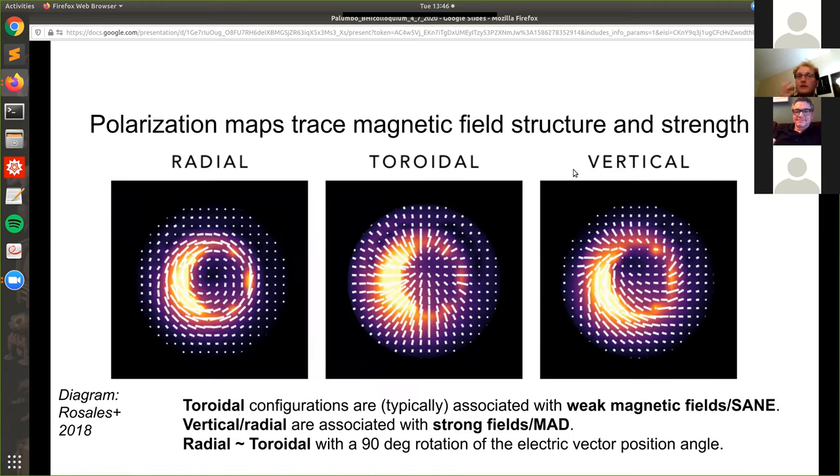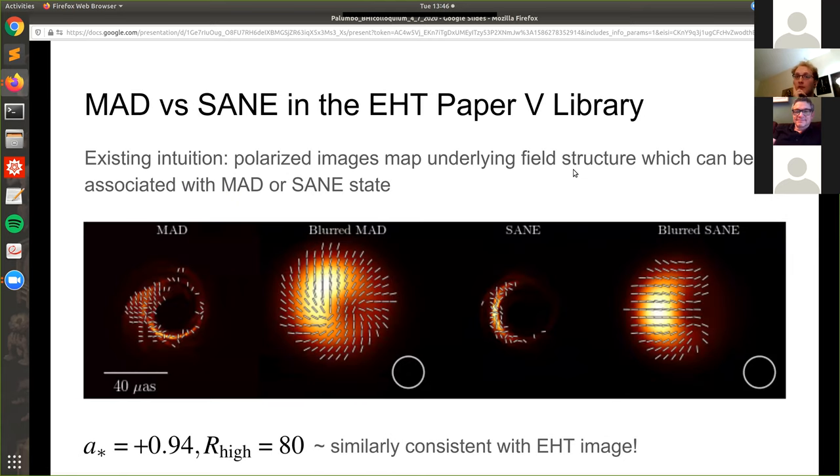So there's a nice inference happening here where these polarization maps trace the magnetic field structure, and then based on accretion theory, we are able to make inferences about the strength of the field based on the magnetic field structure itself. So the geometry tells us something about the accretion history. How might we do so in more realistic simulations?